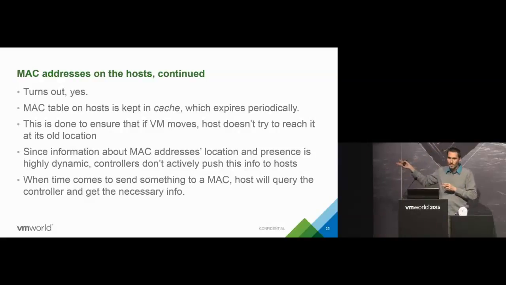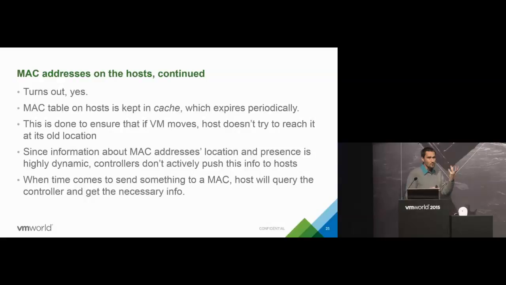That's done because if the VM moves, then the host doesn't try to reach it at the old location. Another reason is that logical switching is implemented in the kernel, and we don't want to unnecessarily chew up kernel memory with all the tables, because there could be quite a lot of these MAC addresses in your network, right? If we duplicate that information to every single host, it can contribute to a lot of memory being used up. So essentially, it's not pushed proactively, it is on demand.